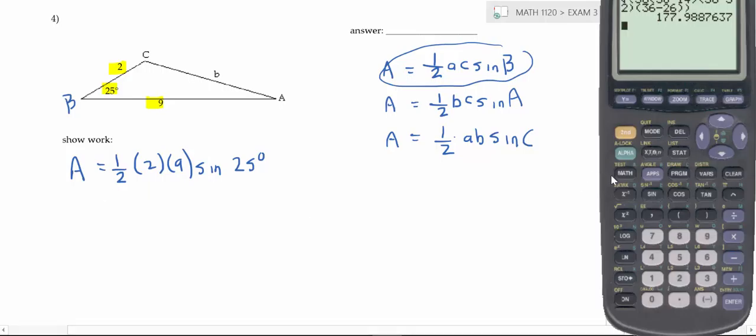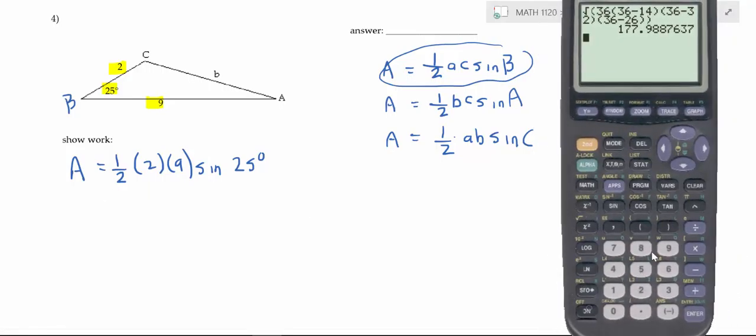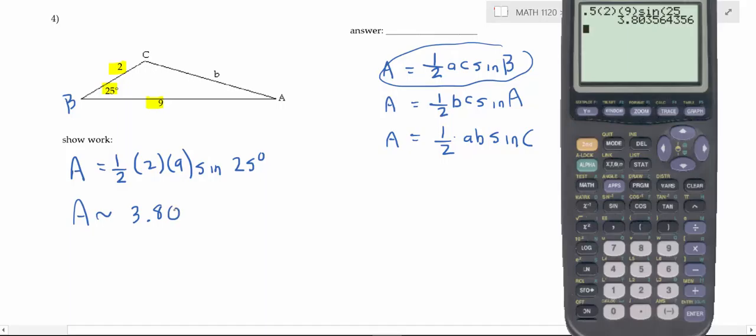And then you can go directly to your calculator. All you need to do right on your paper is just this right here, and then you can go like this. You would go 0.5, 1/2 times 2 times 9, and then times the sine of 25, making sure that you're in degree mode. That would give you the area of that triangle. So the area of that triangle is approximately 3.80 square units if you round that to 2 decimals.